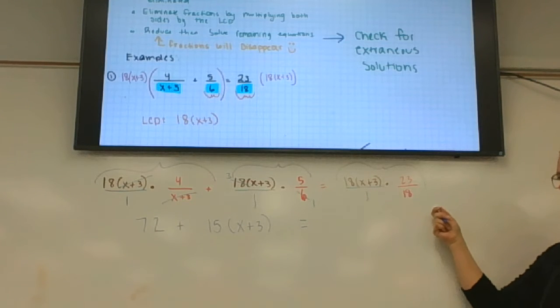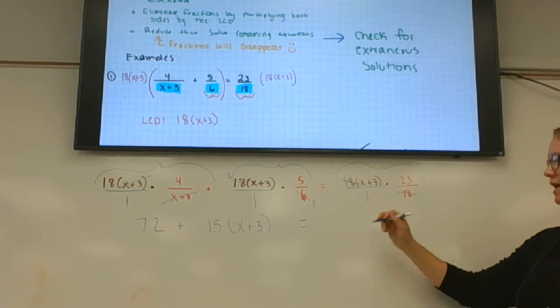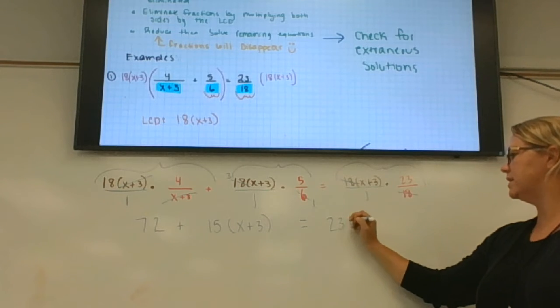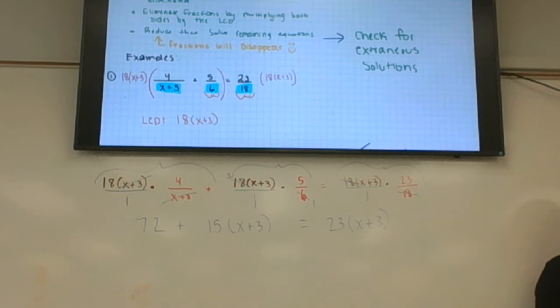In the last bit, the 18s can be crossed out. And what I have left to multiply is 23 and x plus 3. And just like that, you have an equation with no fractions. So from there, you're using previous skills to solve. So go ahead, distribute and solve.